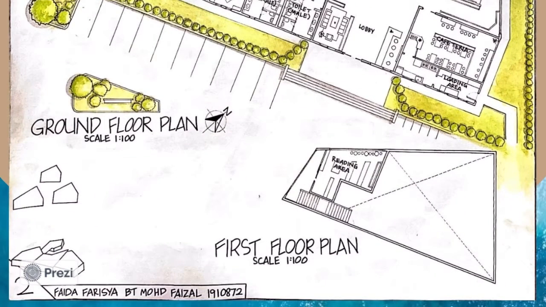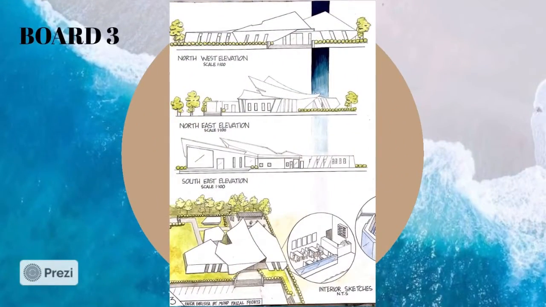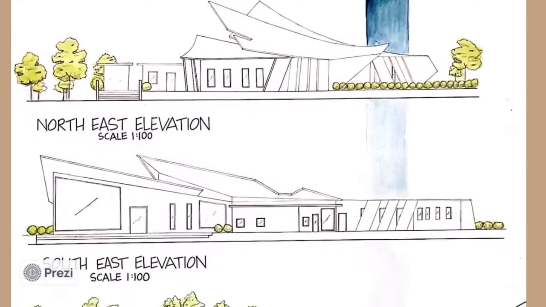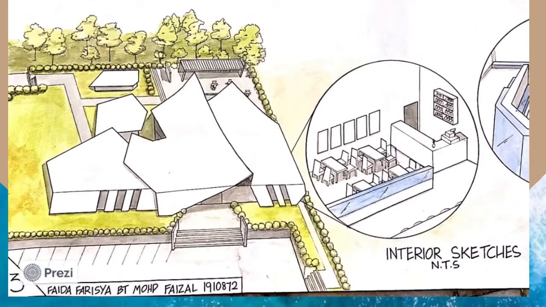And this is the first floor plan that only has space for reading purpose. Moving on to the next part, the elevation drawing. As you can see, I elevate the building for safety purpose. These are my northwest elevation, northeast elevation and southeast elevation. As you can see, there are lots of window and glass to maximize the view and also the wind. And these are the perspective drawing and the interior part in the cafeteria.